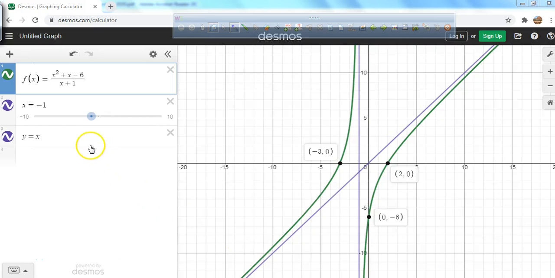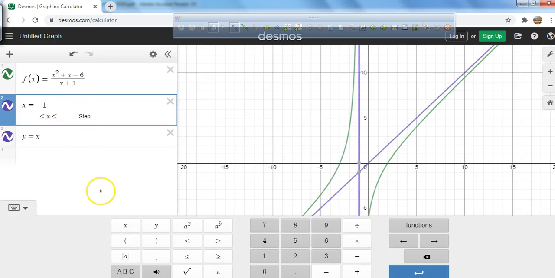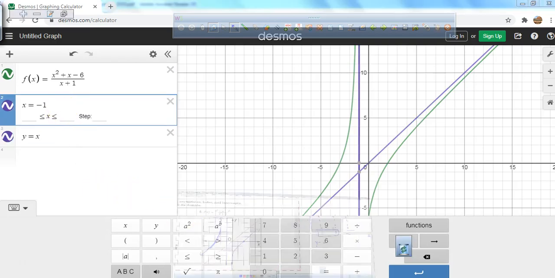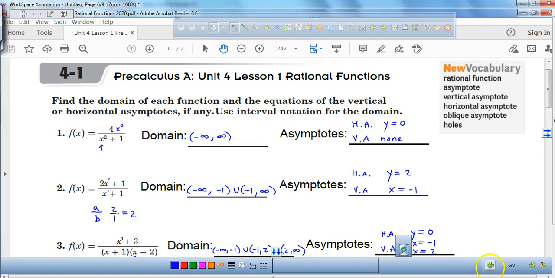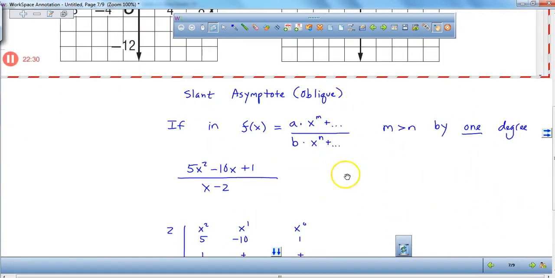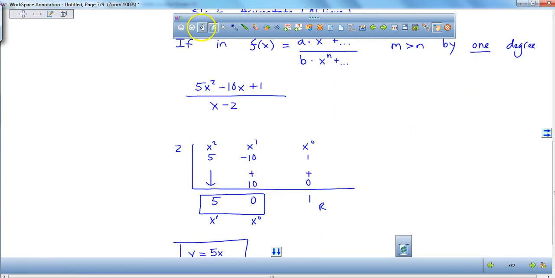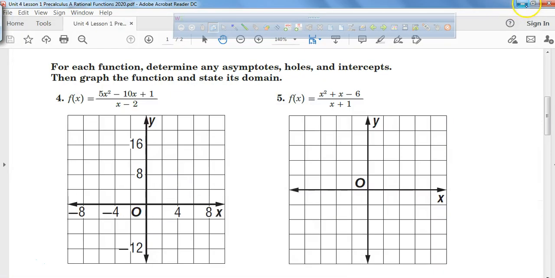But it's always important to know how to find your slant asymptote and your vertical asymptote. So what's the rule for slant asymptotes? Once again, let's go back and take a look at it. If they are 1 degree above it. So this has to be 1 degree higher. All right, and that's it. All right. So that's going to be the rules for today.